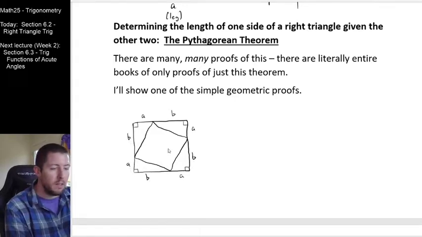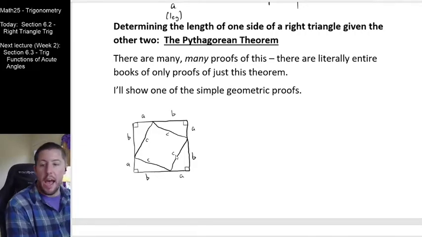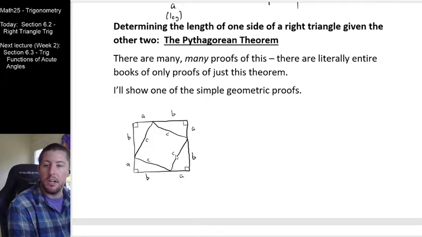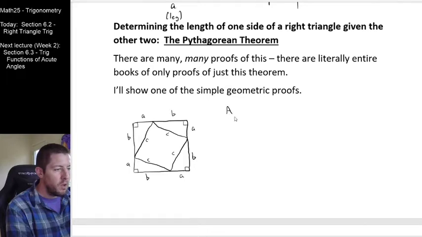All right, so those four are identical. And finally, I'm going to call this hypotenuse, the thing we typically call it, which is C. What we're going to do here is come up with two different ways to describe the area of the entire square. I'm going to say the area of the big square right there, and I want to come up with two different ways to write it.